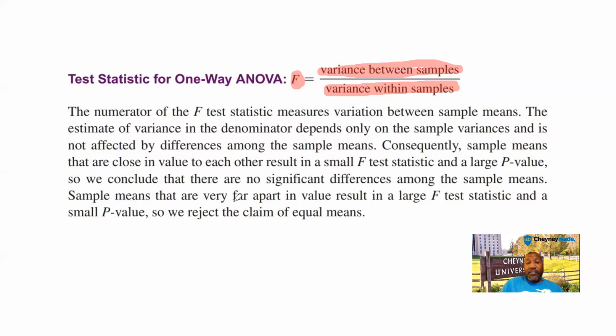But if your sample means are far apart, there's a great difference. That means your numerator is going to be high. Your numerator could be like 9, and let's say your denominator is 2. 9 divided by 2, that's a big number. That's 4.5. So if your difference between those samples is large, you'll have a large F value. If the difference between your samples is small, you'll have a small F value.